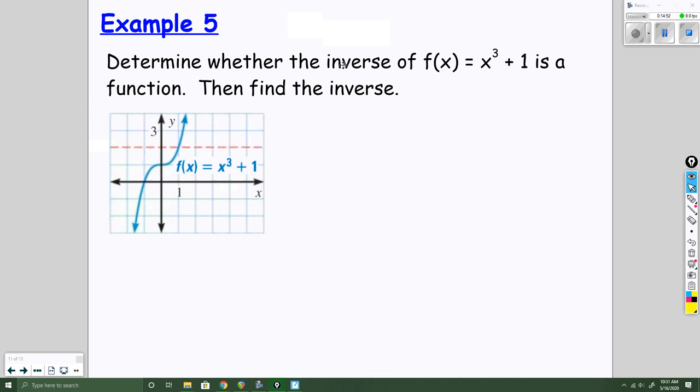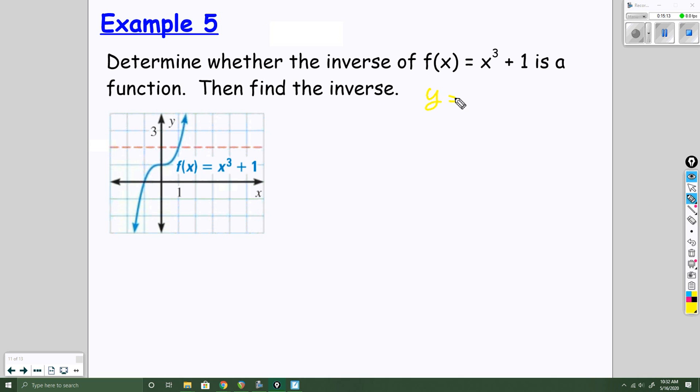So in the next one, we're just going to determine if this is a function, if that inverse is a function, and then we're going to find the inverse. So as we're running that horizontal line throughout this graph, we can see that the inverse is a function, and now since it's a function, we're going to find the inverse.